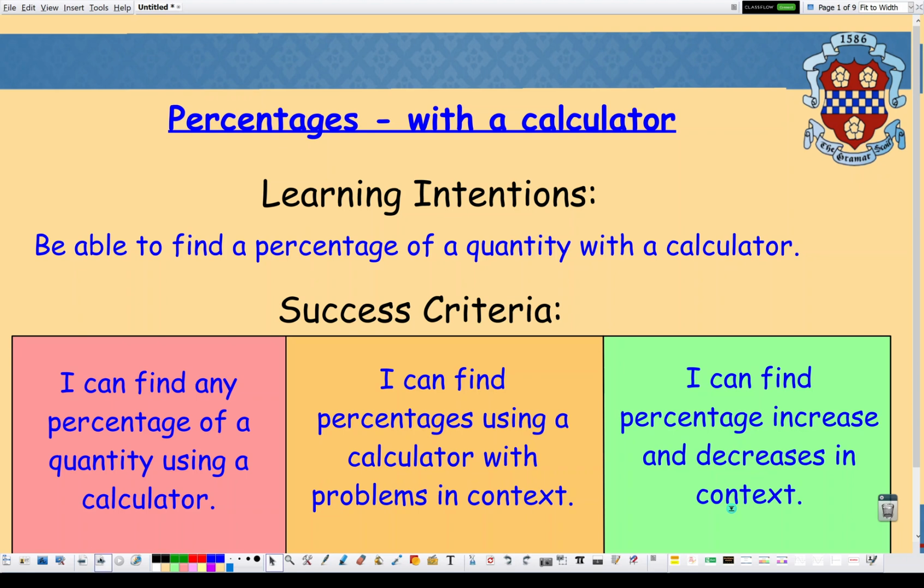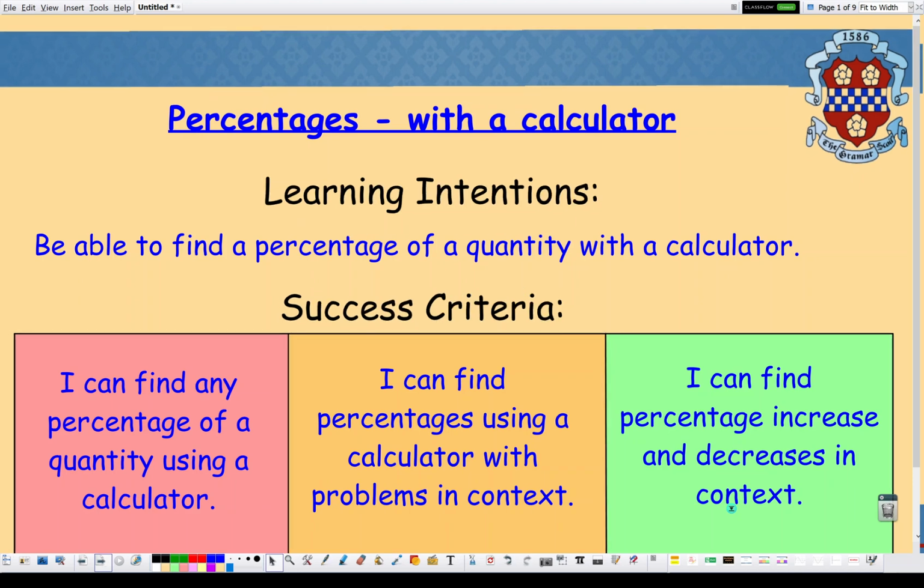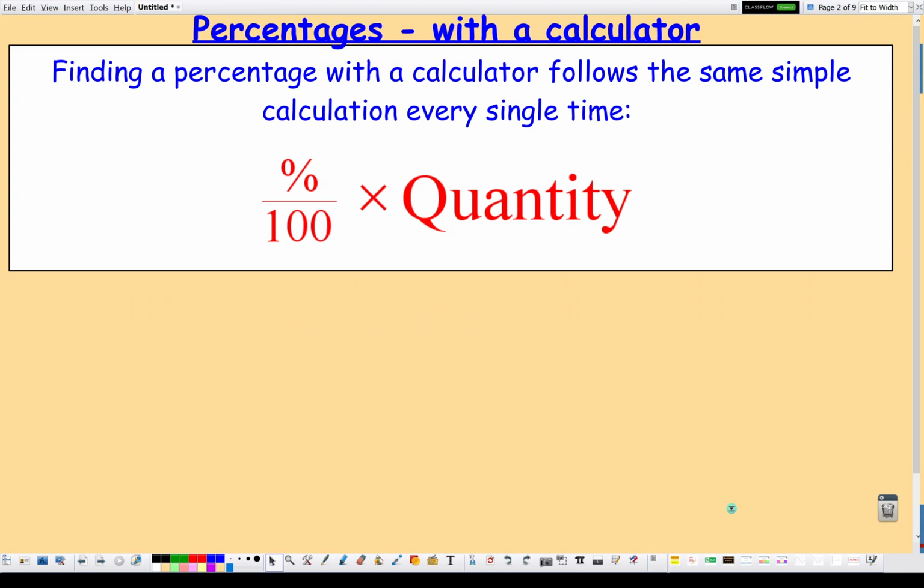So percentages with a calculator. We're going to recap the basics of how to do this and then push you on to some harder examples. So, a quick reminder of finding a percentage with a calculator. It follows the same simple calculation.